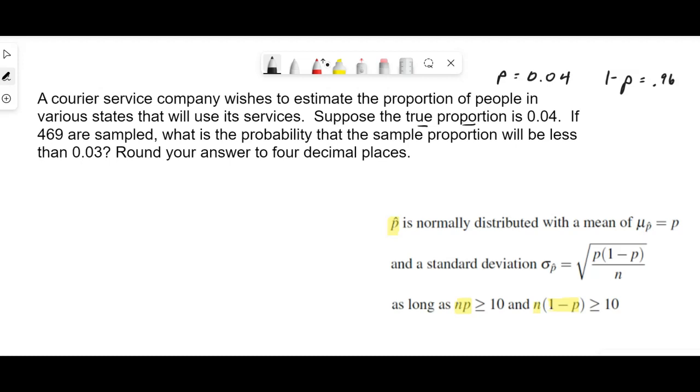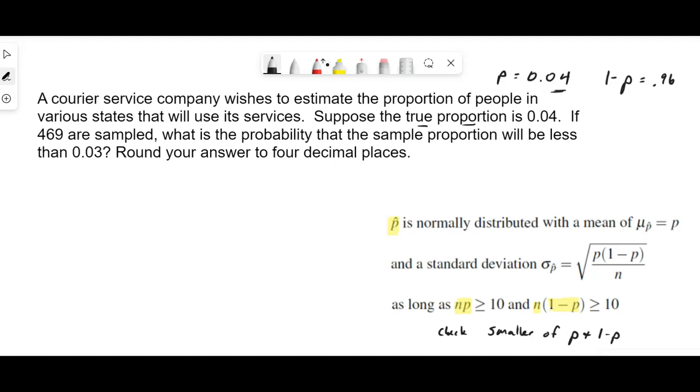Now we only have to check the smaller of these, because if the smaller one works, then the greater one will work. So I'm just going to write check smaller of p and 1 minus p. So for ours, we only need to check if n times p is greater than or equal to 10.